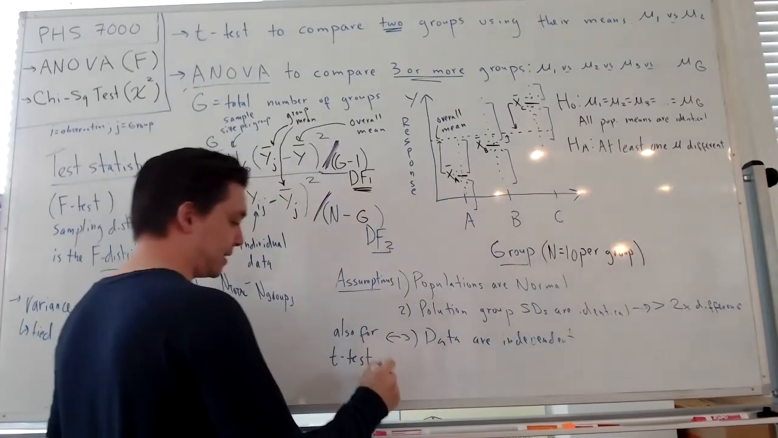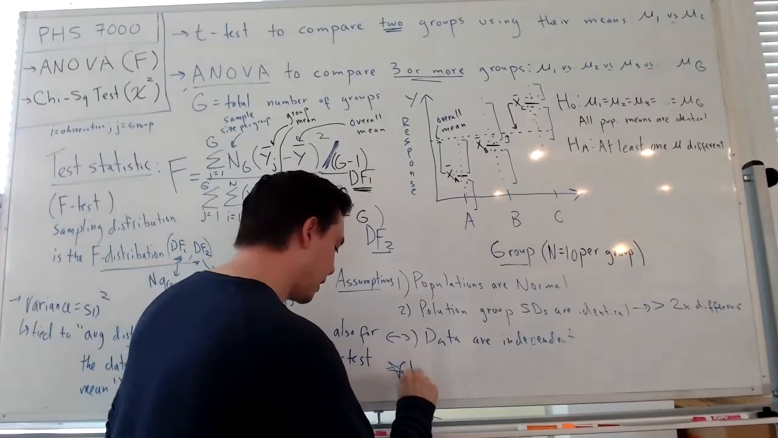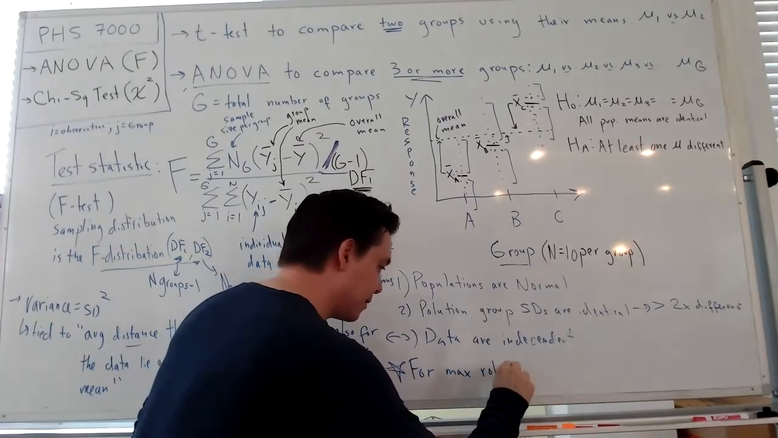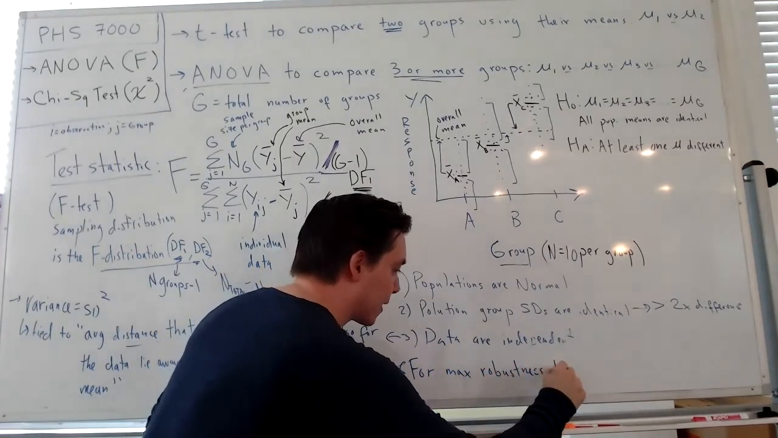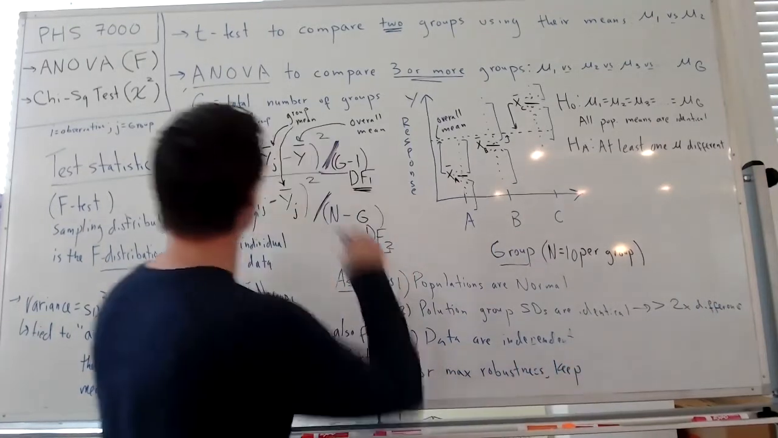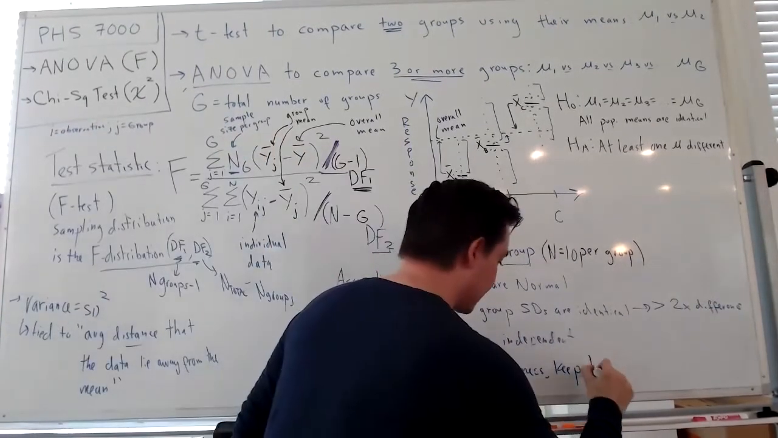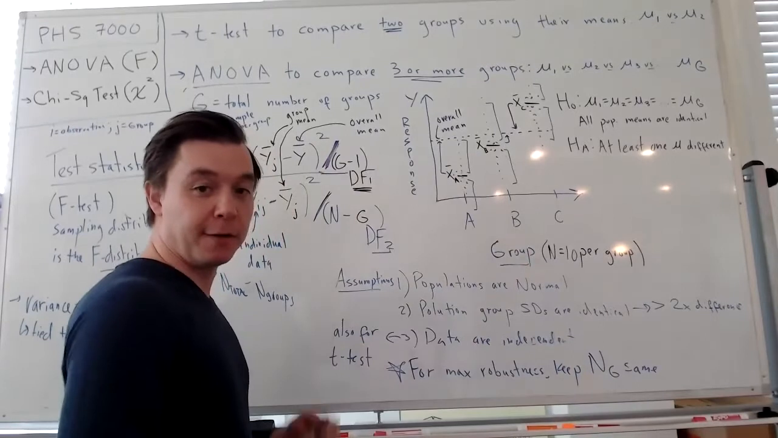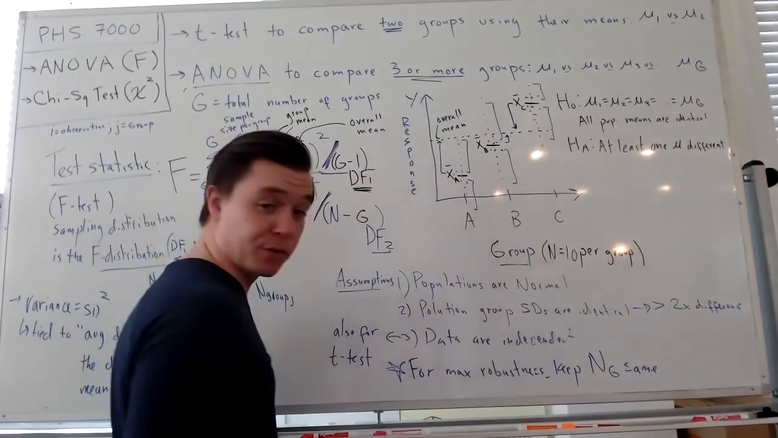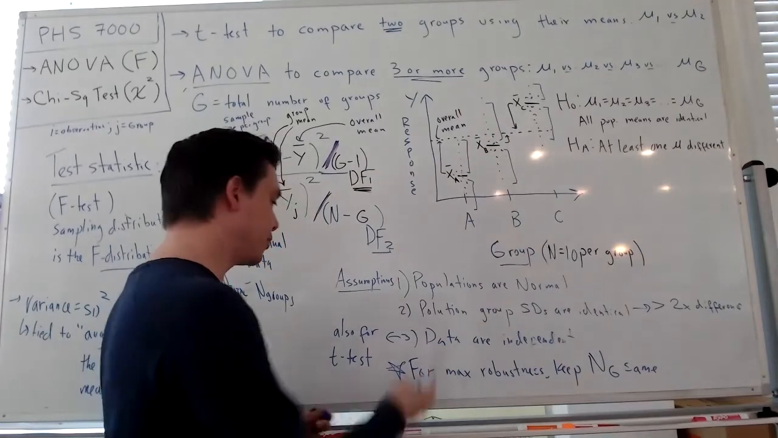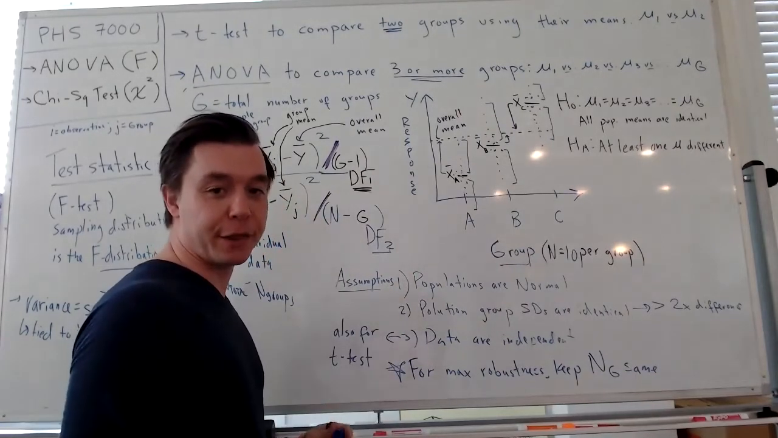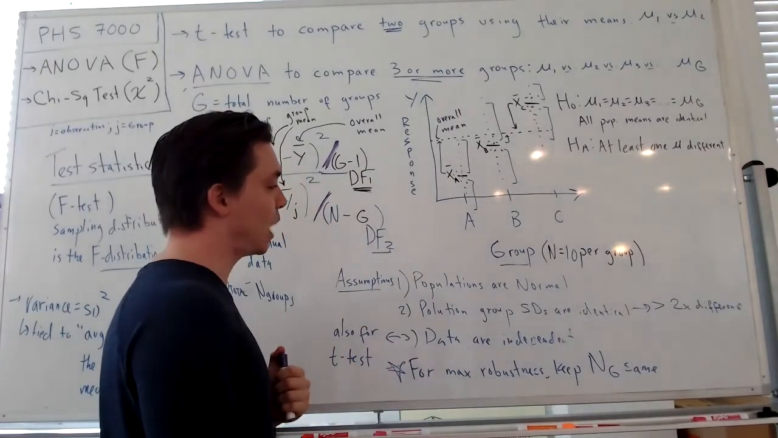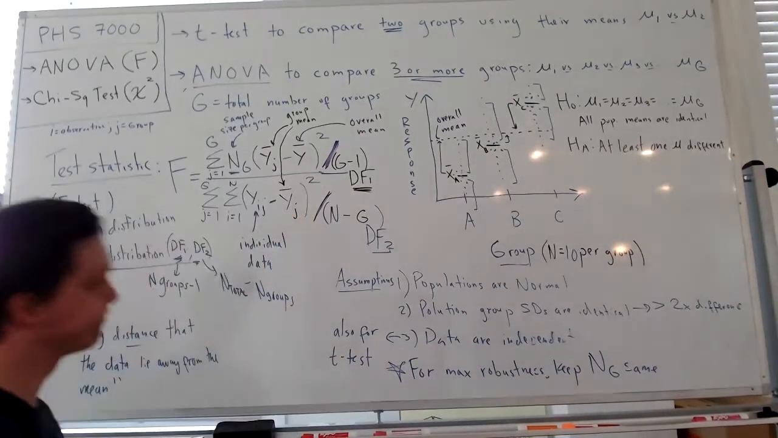The recommendation is try for maximum robustness. Keep these guys, sample sizes per group, the same, and as large as possible. For maximum robustness, keep the sample sizes per group the same and as large as possible. And that will give you the greatest chance of meeting all three of these assumptions that are, frankly, a little difficult to verify. Okay?